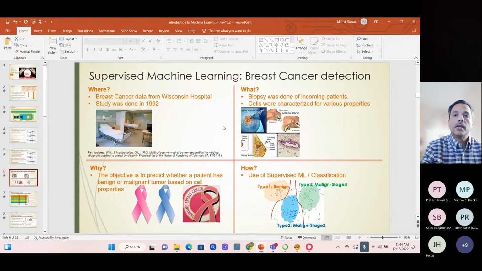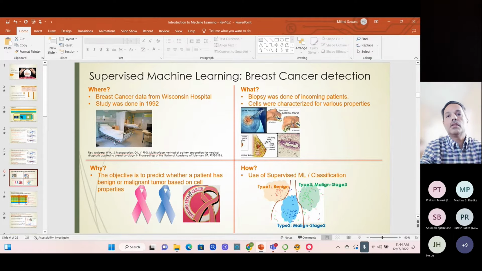And what did they do? They did biopsies of incoming patients, and then they characterized the cell for various properties. Now, I do not have oncology or any medical background, so please don't ask me what actually those properties are, but that's what they did. And the objective was, if some new patient is coming in, we want to know whether they have a malignant or benign tumor. That's the objective, right? That's why we are trying to do this.